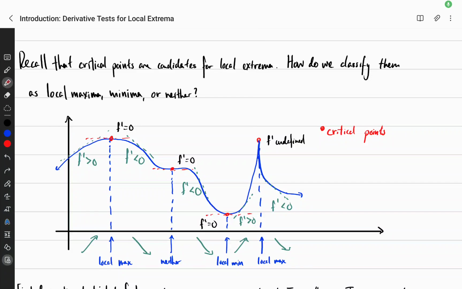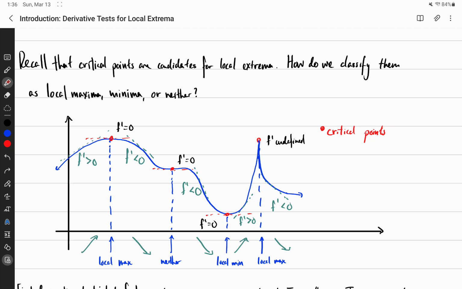Welcome to Math 10a. This is an introductory video for derivative tests for local extrema. I want to start off by recalling what we know from previous lessons, which is that critical points of your function are candidates for its local extrema, its local maxima and minima. A good question would be, how do we classify them as local maxima, minima, or neither?